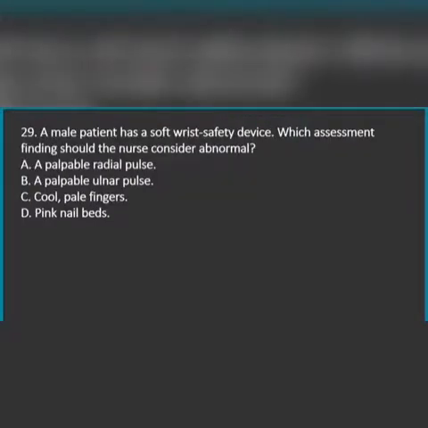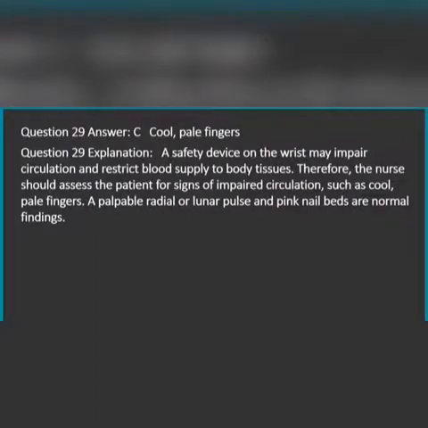Question 29. A male patient has a soft wrist safety device. Which assessment finding should the nurse consider abnormal? A. A palpable radial pulse. B. A palpable ulnar pulse. C. Cool, pale fingers. D. Pink nail beds. Question 29 Answer: C.